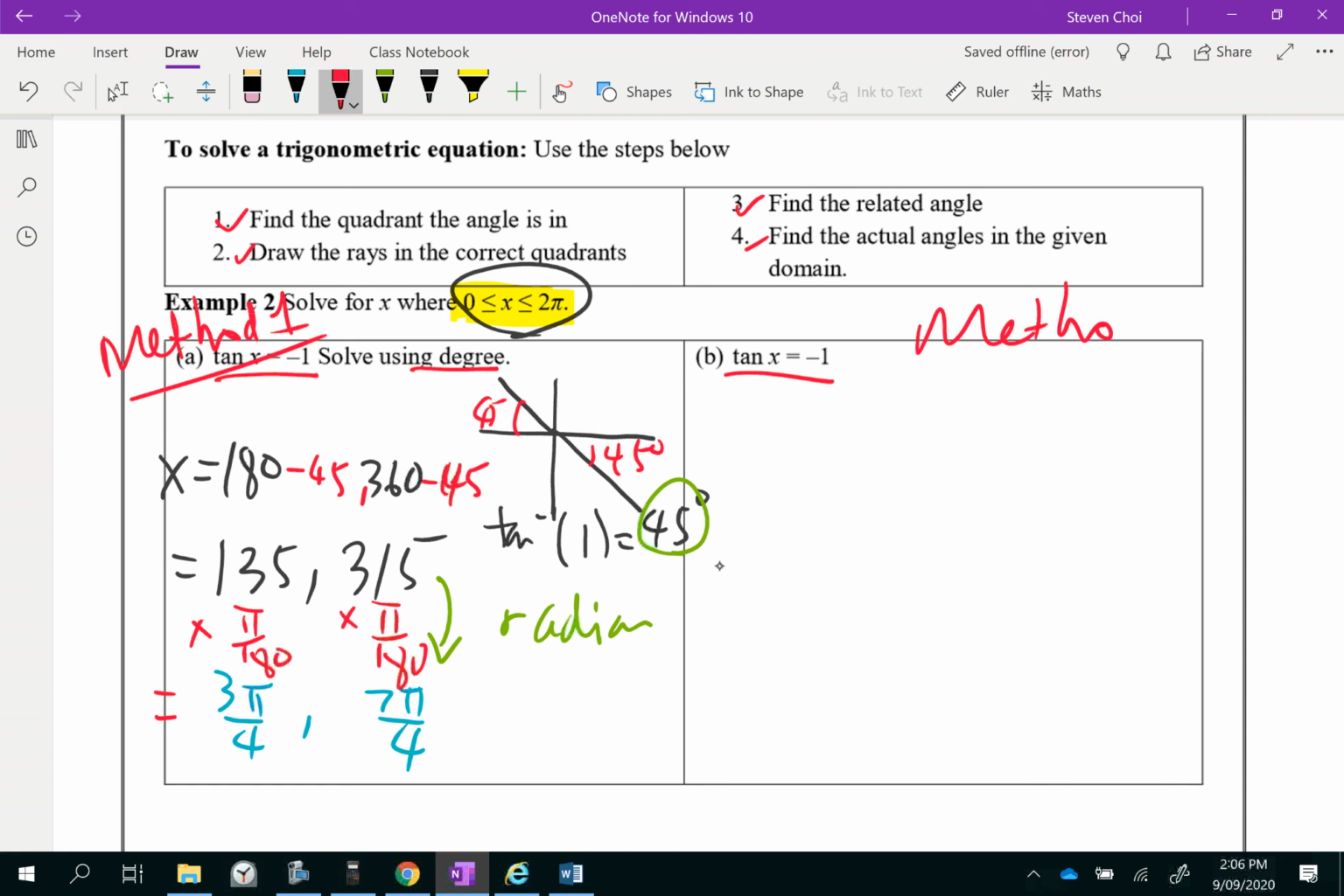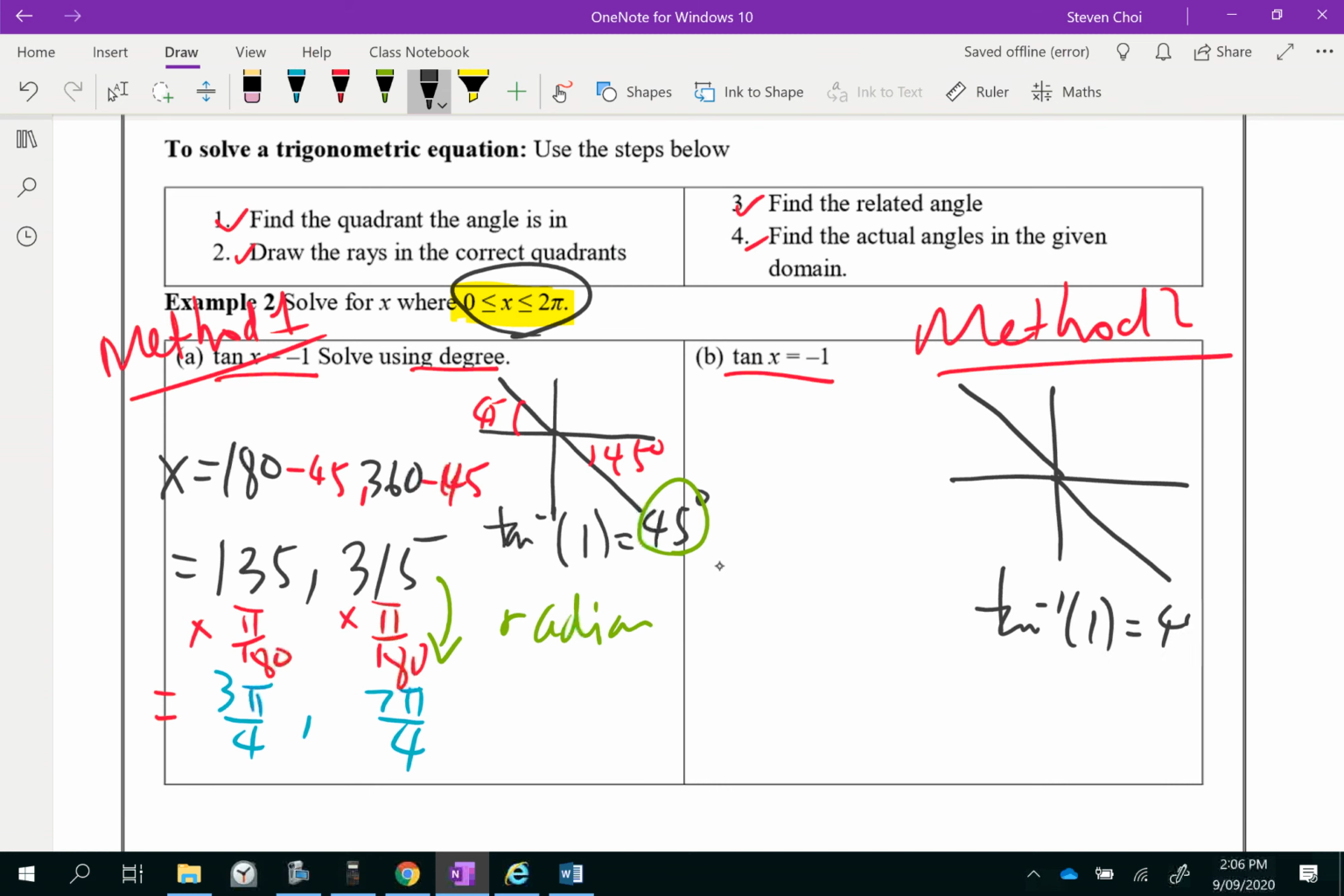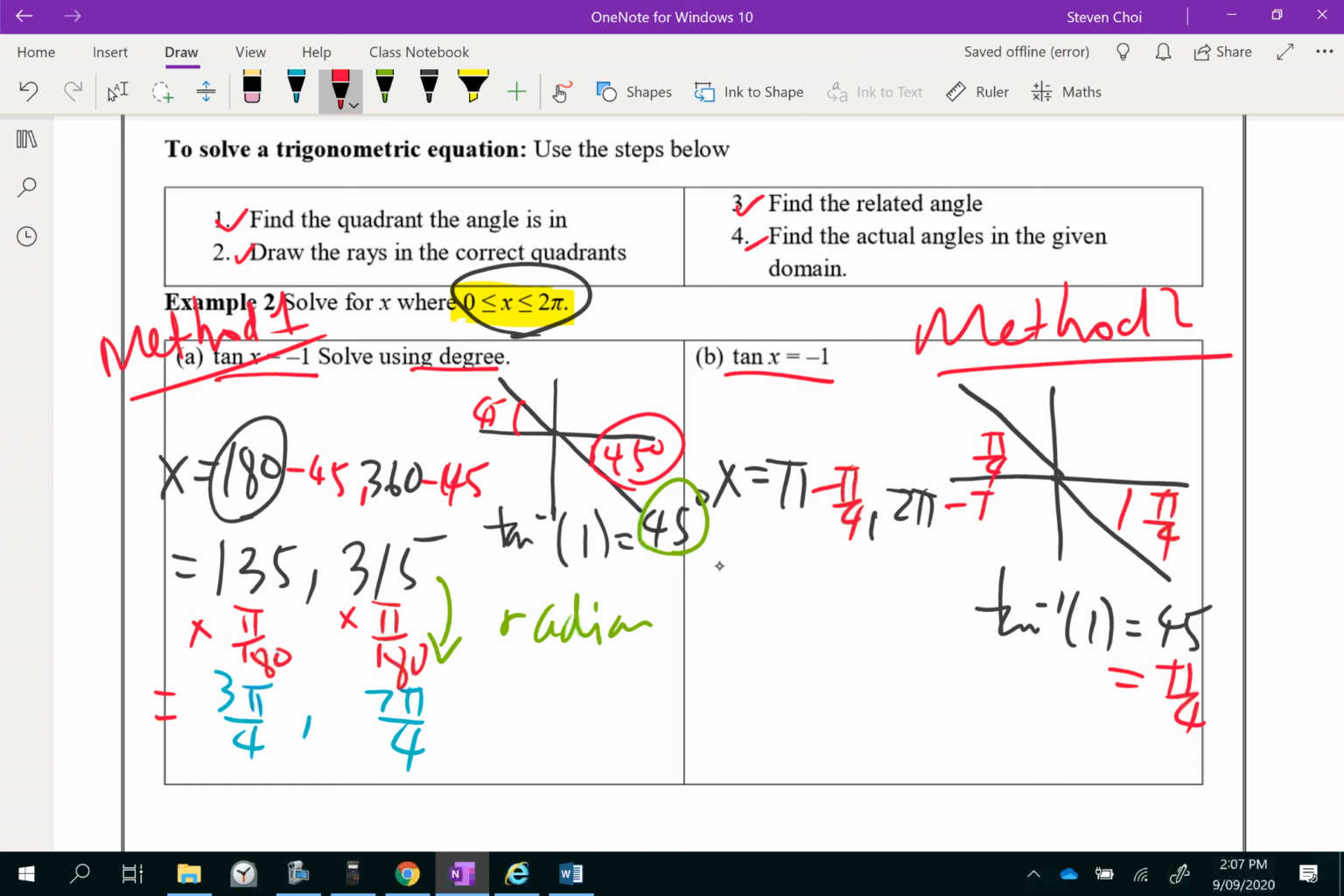Method 2, I'm going to show you. It's exactly the same, but instead of working in degree, we're going to do it in radian. So you do the same thing as before, and you got the tan inverse of 1, which is 45, but straight away you change it back to pi over 4. But instead of 45, you put pi over 4 instead. Right? And then you write x equal, instead of 180, you do pi minus pi over 4. And the other one you do 2 pi minus pi over 4.